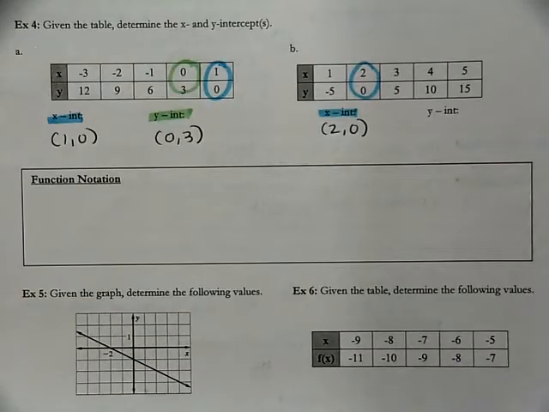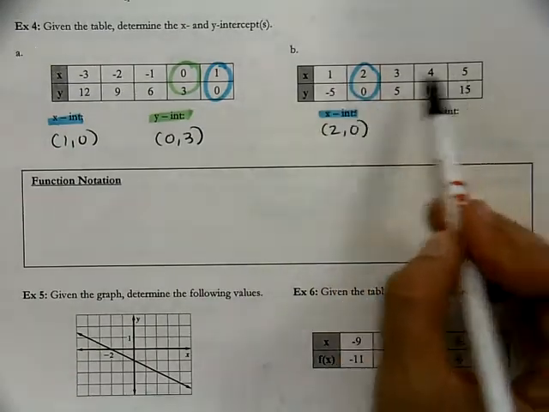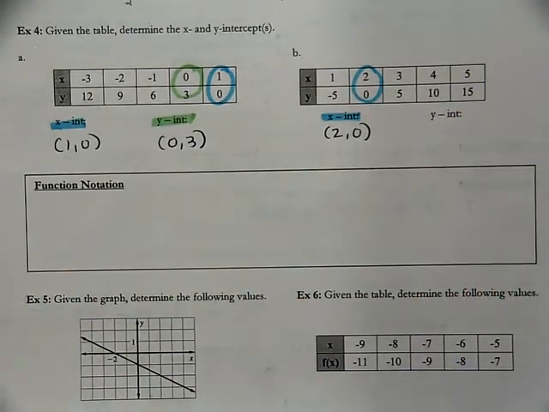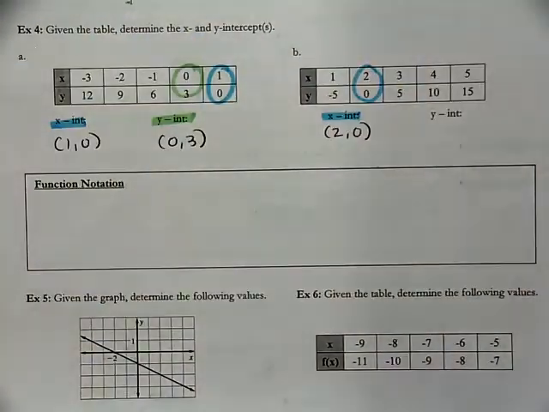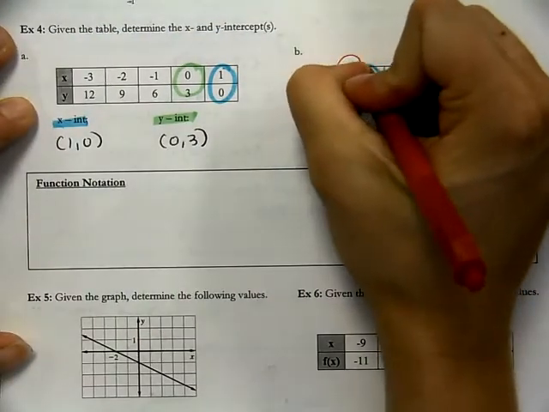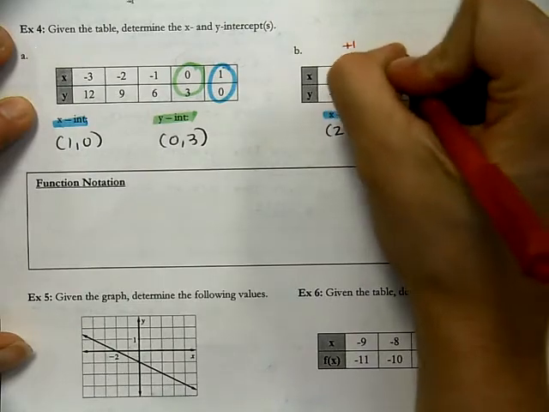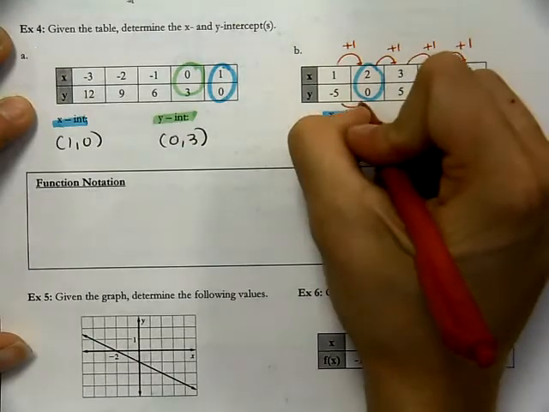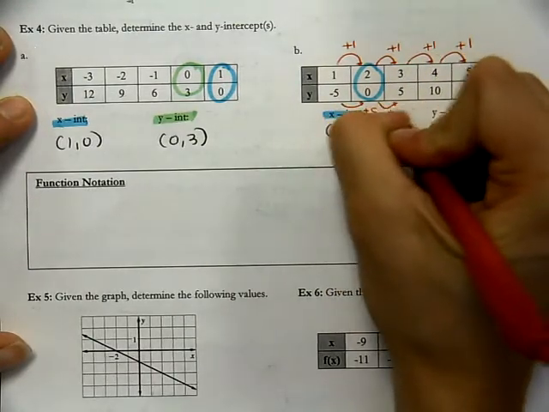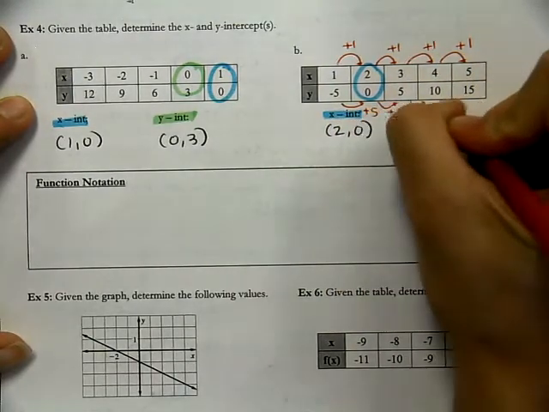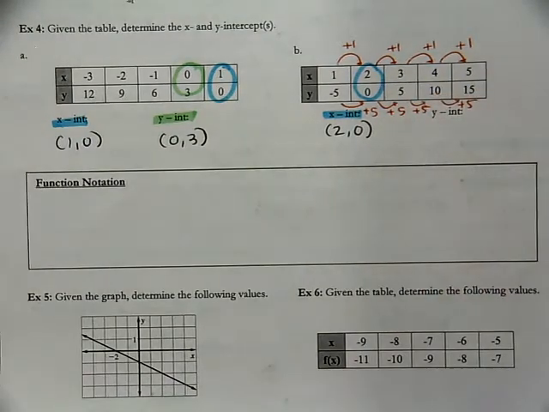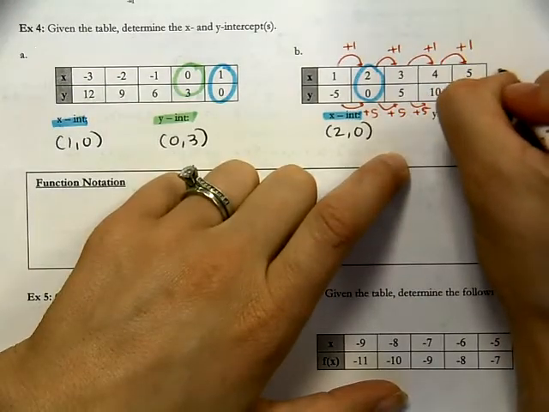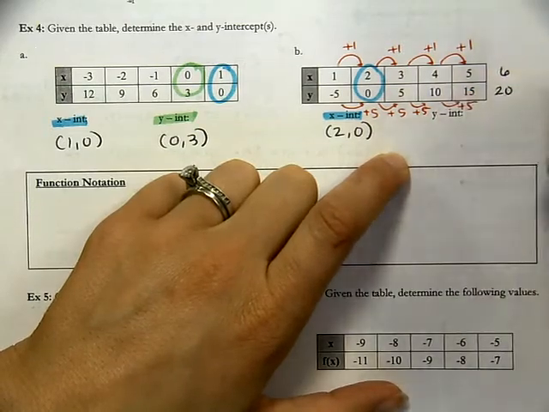To find the y-intercept, I know I need to look where x is 0, and I don't see x being 0 anywhere. But if you notice, there is a pattern here. So in red, I'm going to note our pattern. For the x values, we are increasing by 1 each time. And for the y values, we are increasing by 5 each time. So there is a pattern. And when there's a pattern, we can extend this table to find other values. So in other words, if I keep going, I add 1 again, I have 6, 20, and so on.